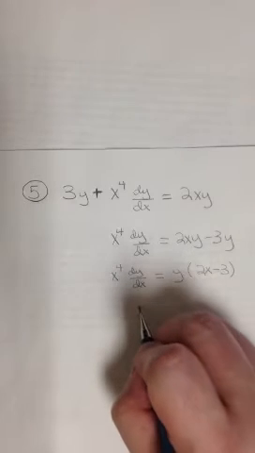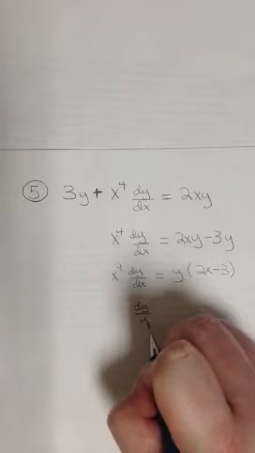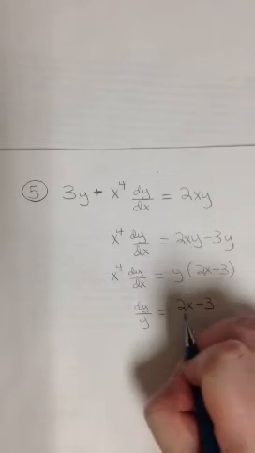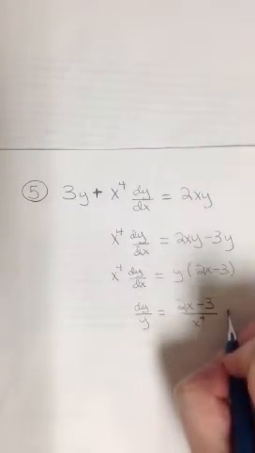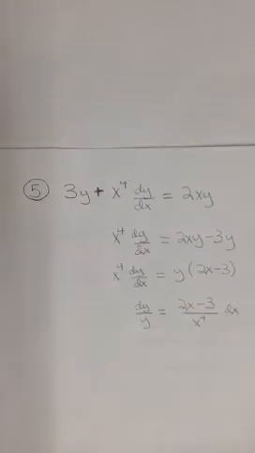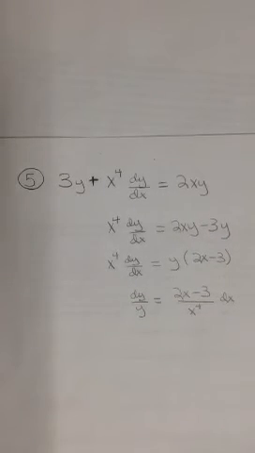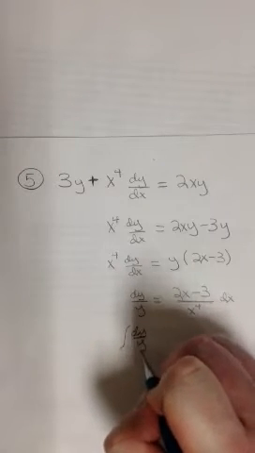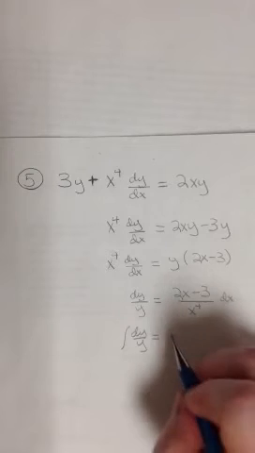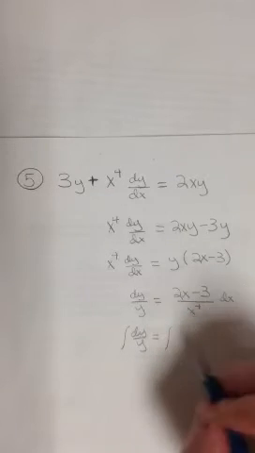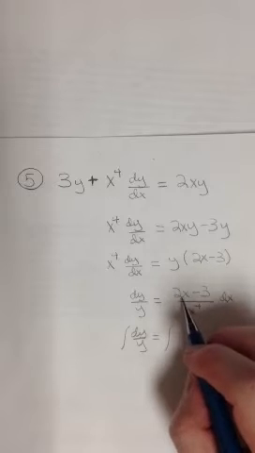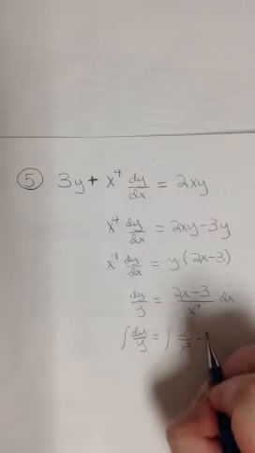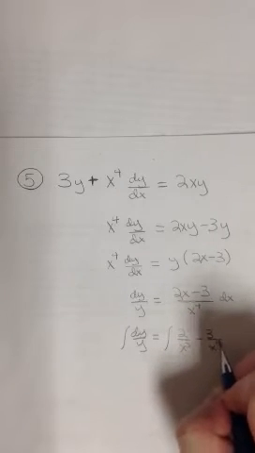And so in the rewrite, we can say that we have dy/y = (2x - 3)/x^4 dx. And setting up the integrals, we say we have the integral of dy/y is equal to the integral, and I'm just going to write this in simplified form, of 2/x^3 - 3/x^4 dx.